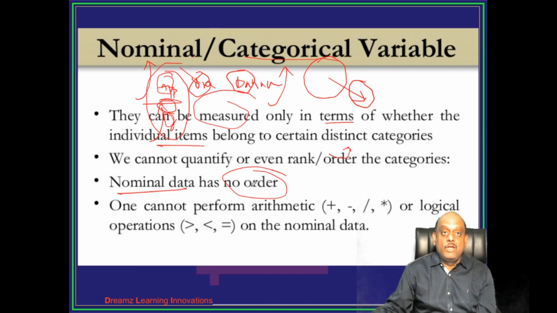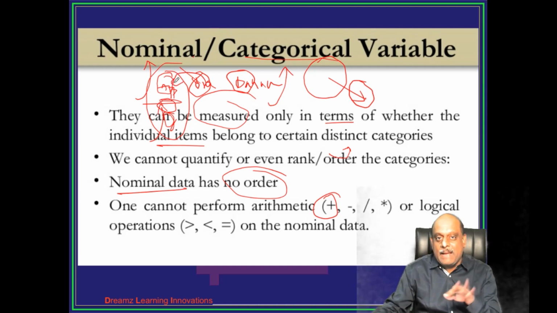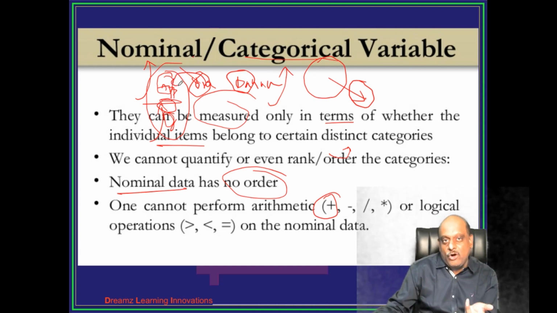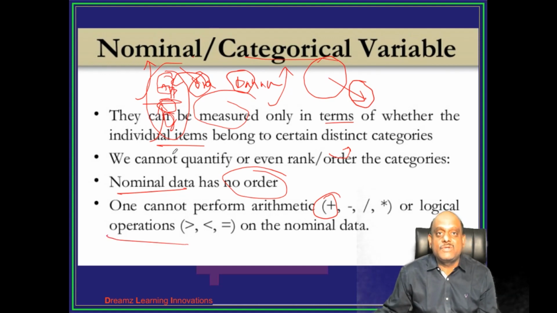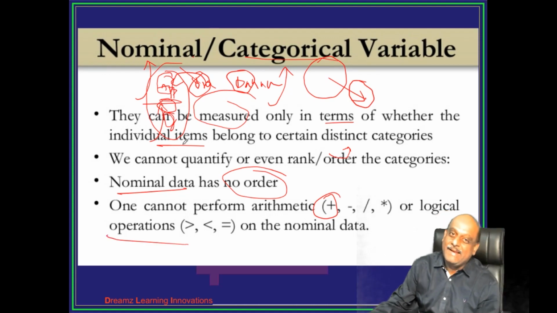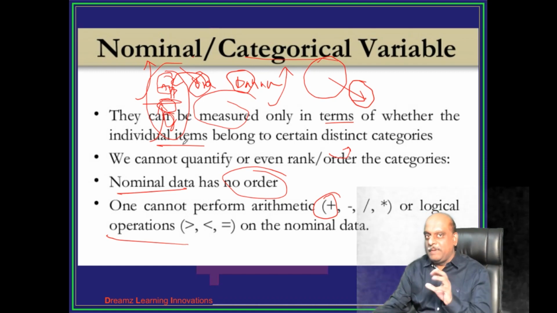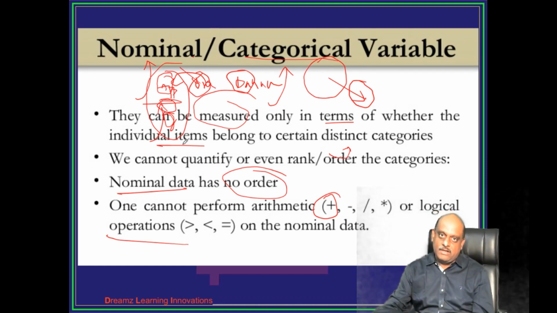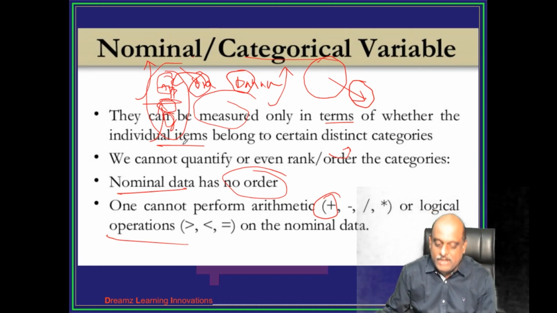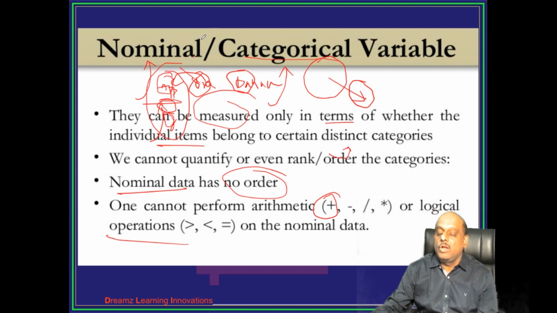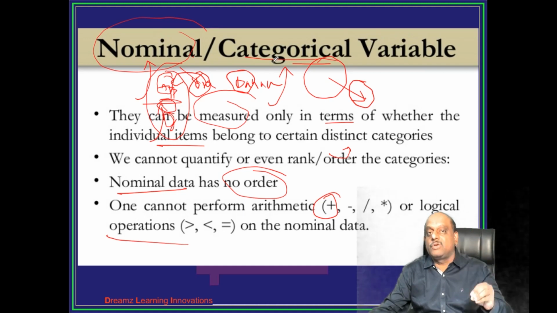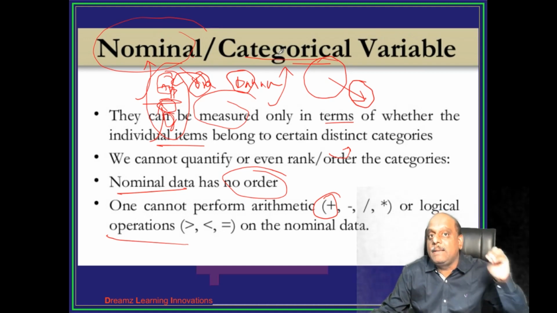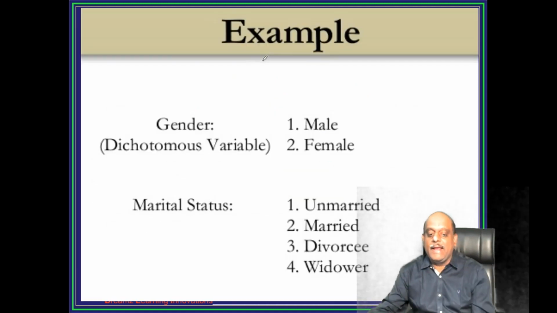Right? Then you can't perform arithmetic, like you can't subtract an orange from an apple or divide an orange from an apple, or you can't do logical operations on the nominal data. Like you can't say apple is sweeter than the orange. Can you? You can't. So nominal or categorical variables can only be measured in terms of whether individual items belong to a particular category.